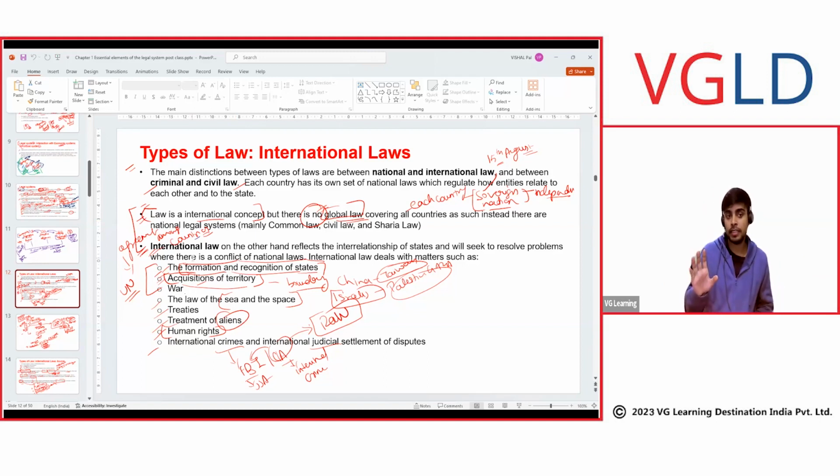So when we talk about international law, basically it is how we deal with the other countries. Basically, different states, different countries deal with each other. And common examples for international law are acquisition of territory, formation and recognition of state, and basically war, law of the sea and space, treaties, treatment of aliens, human rights. All these are part of the international laws, and they have been discussed and agreed by the countries in the United Nations, though we will discuss them further.